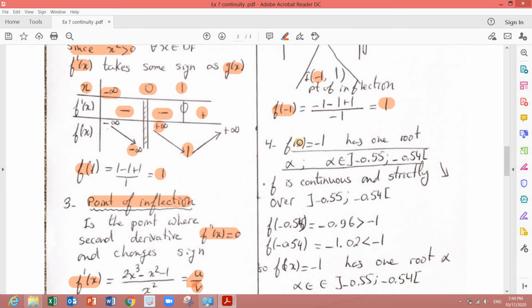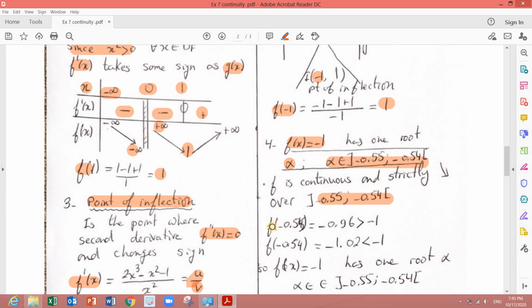We are going to show f(x) equal minus 1 has one root alpha, and we need to verify that alpha is in that interval. As we said in the previous exercise, exercise 6, f is continuous and strictly decreasing over minus 0.55, minus 0.54. From the table of variation, minus 0.55, minus 0.54 belongs to the interval minus infinity, 0. Over this interval, the function is decreasing. This is why f is continuous and strictly decreasing over minus 0.55, minus 0.54.